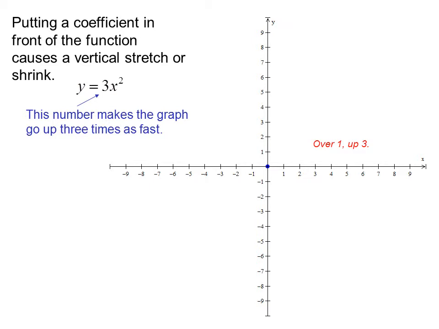But instead of going over 1, up 1, we go over 1, up 3 times as far. That is over 1, up 3. And we put our dot. There's our parabola. We could put more dots in if we needed to, but we can see what our basic shape will be.